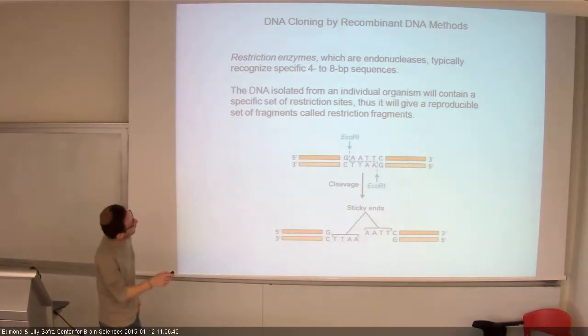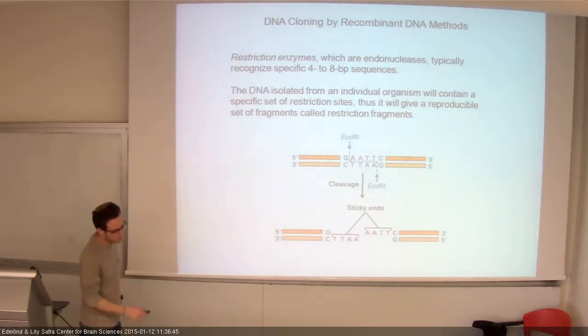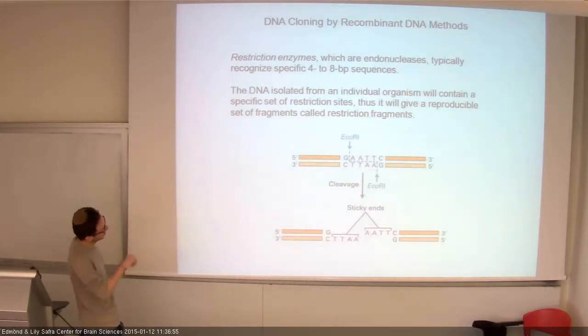Restriction enzymes, which are endonucleases, meaning that they cleave somewhere in the middle of the sequence, typically recognize specific 4 to 8 base pair sequences. The DNA isolated from an individual organism will contain a specific set of restriction sites, and so if you use the same restriction enzyme or combination of restriction enzymes on the same genome over and over again, you will get the same restriction fragments or products each experiment you do.